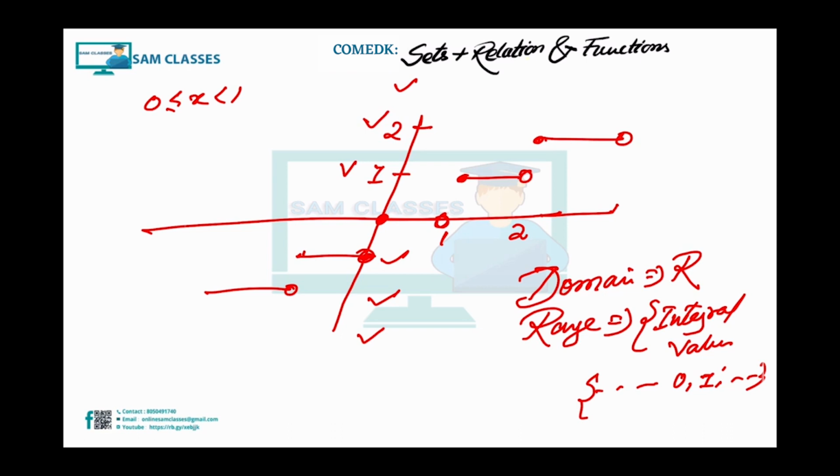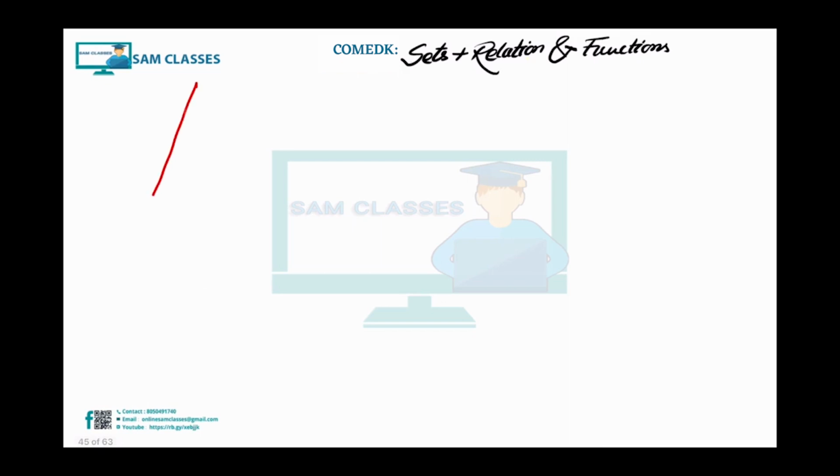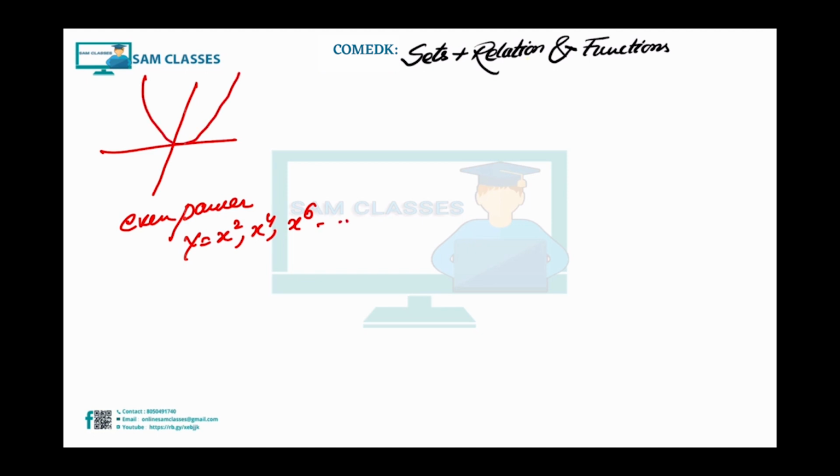Now let's see a bit about power functions. When we have even powers, like y is equal to x square, x power 4, x power 6, and so on, the graph is similar to this. Now, what if we have odd powers? Whenever we have odd powers, like y is equal to x cube, x power 5, x power 7, the graph is similar to this.